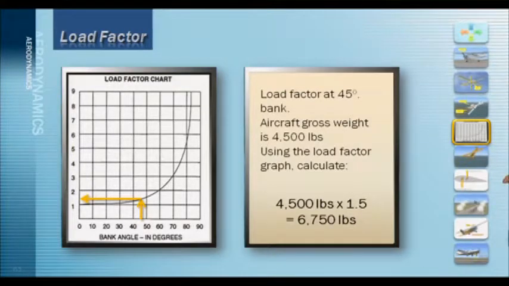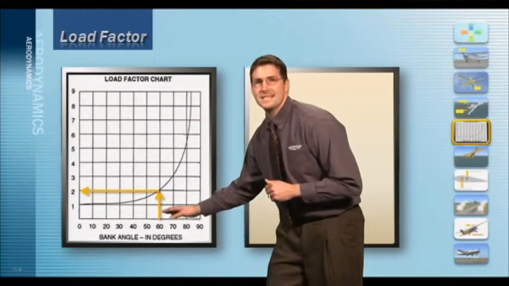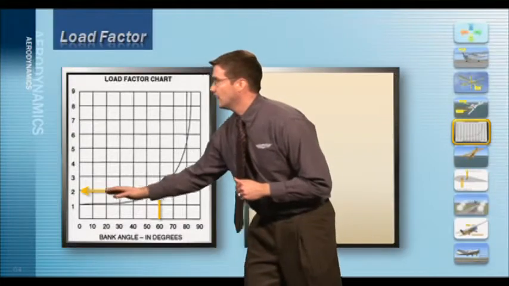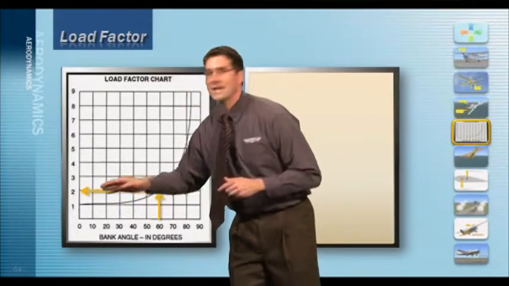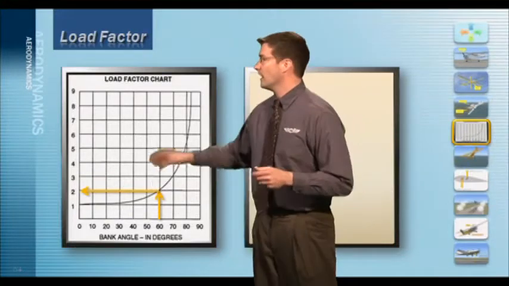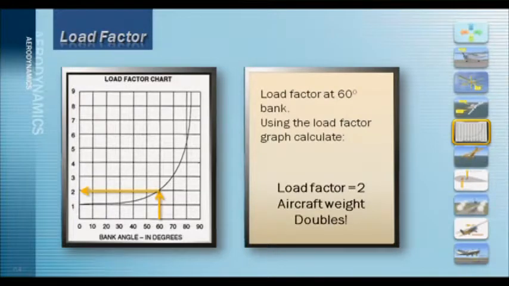Here's another instance. Let's look at this chart right here. We can see that we are flying with a 60-degree bank angle. Following this up to the intersection of the curve, we can read that our bank angle has resulted in a load factor that is now twice the normal load factor. So in our example, we will need exactly twice the amount of lift to generate what we would in level flight.